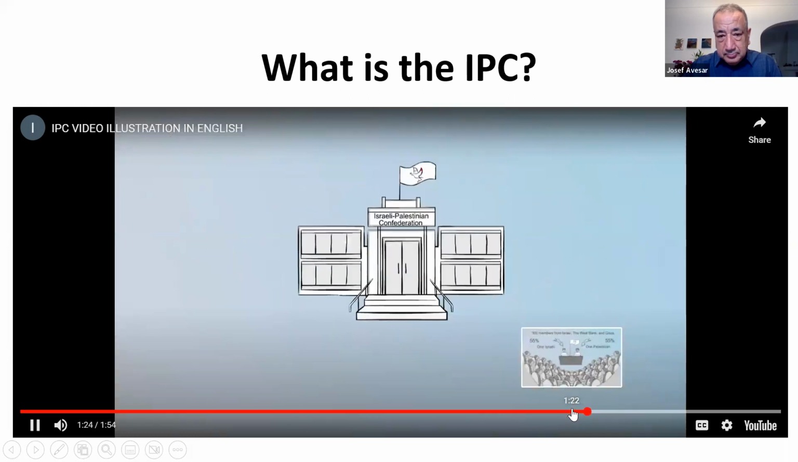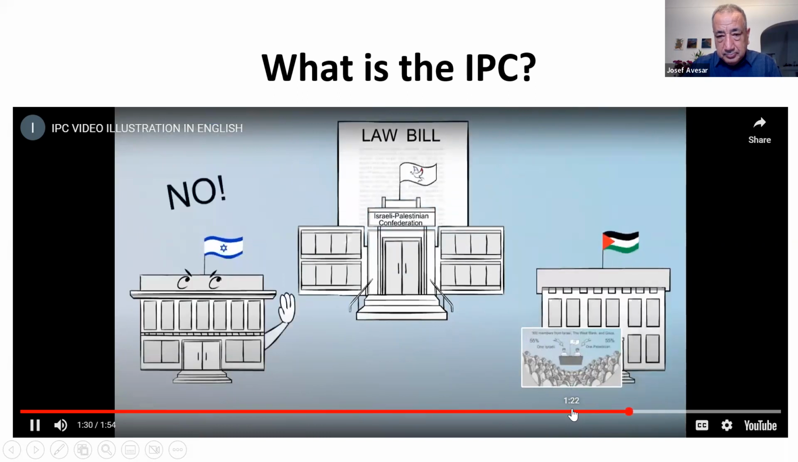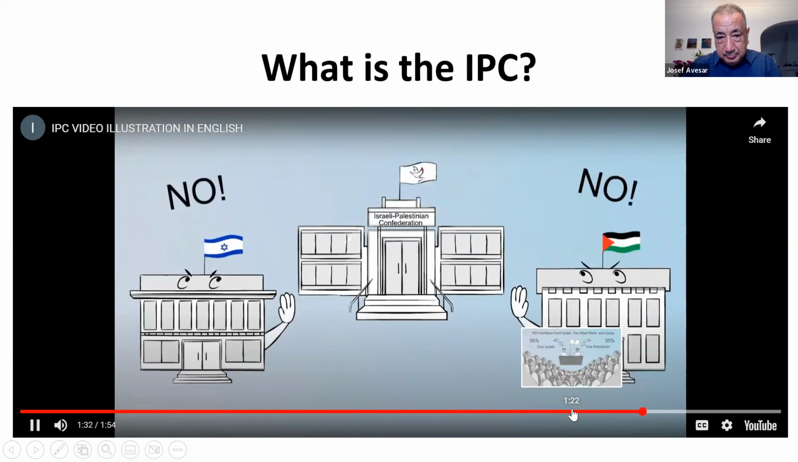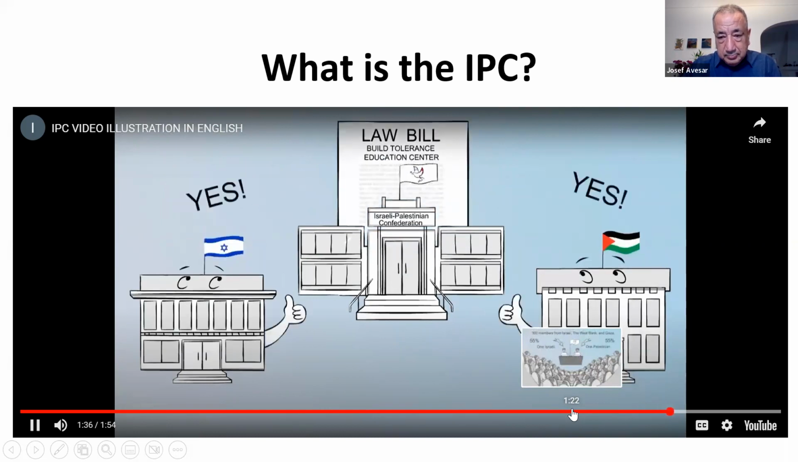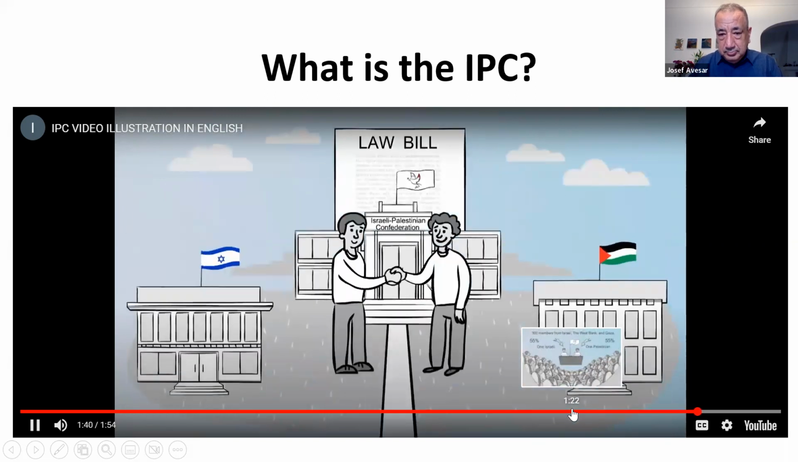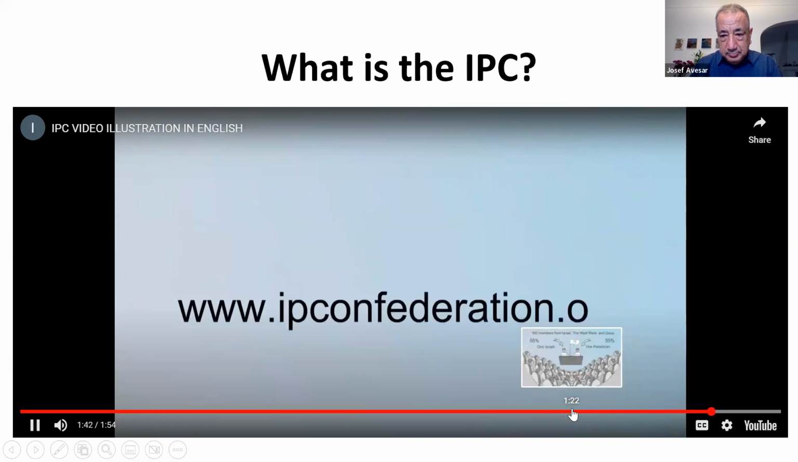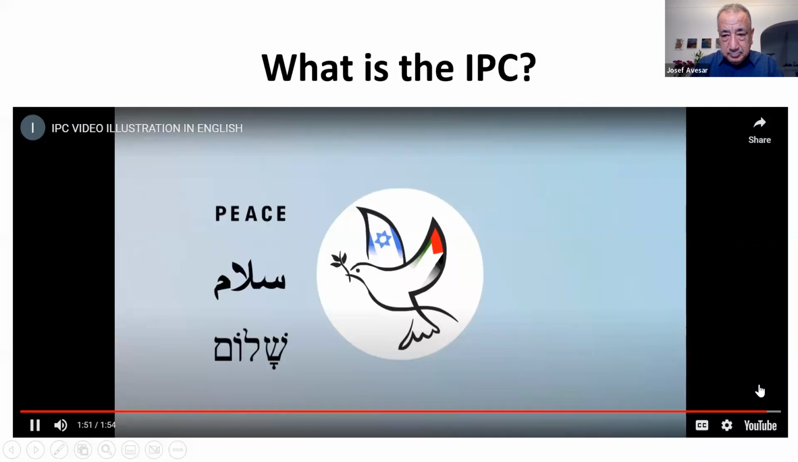Of course, the IPC won't undermine the political power of either the Israeli or the Palestinian government. At any time, Israel or Palestine may veto a law passed by the IPC. If neither side vetoes, the law is passed. And the two nations are another step closer to resolution. Please help us make this a reality. The Israeli-Palestinian Confederation. We might speak different languages, but we all mean the same thing.